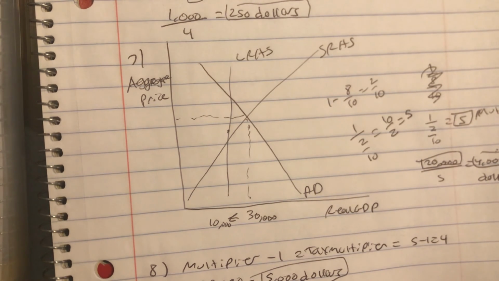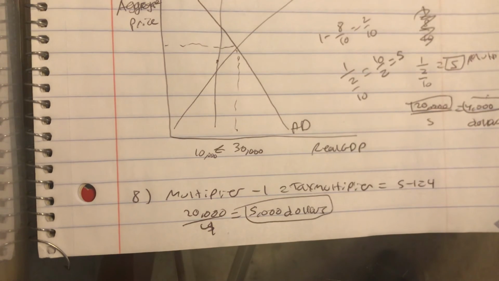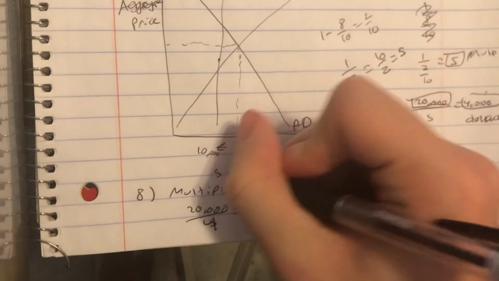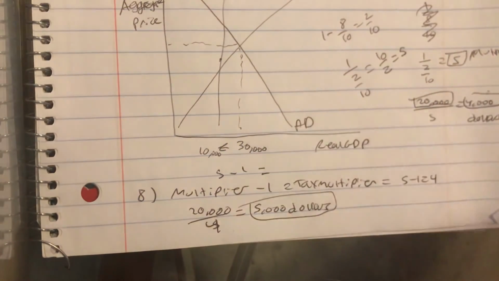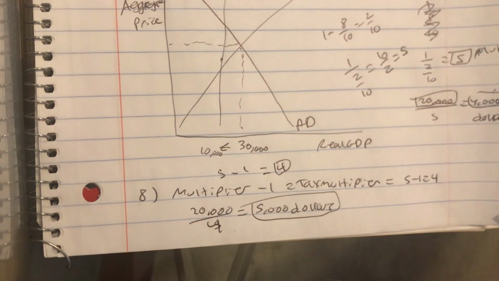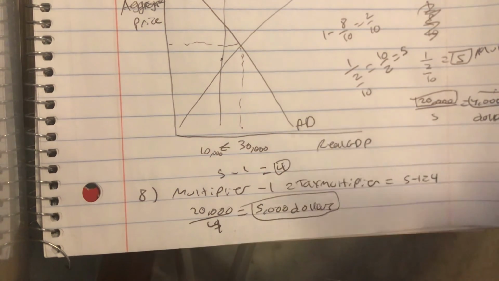Now, for number 8, it's asking basically the same question, but how much should they raise taxes by? So we subtract 1 from the multiplier of 5, and our tax multiplier is going to be 4. So we take our gap once again, 20,000, divide that by 4, and we'll have to raise taxes by $5,000 to make up the gap.